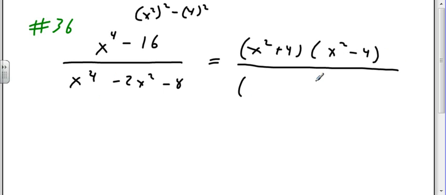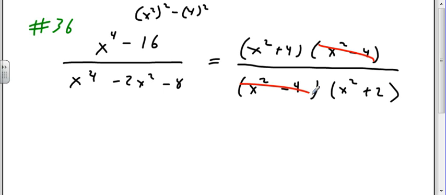Now on the bottom, I've got an x squared and I've got an x squared. And okay, so I'm going to have a minus 4 and a plus 2. That gives me the minus 8. That gives me the plus 2x squared. Boom, boom. x squared plus 4 over x squared plus 2. And there's nothing I can do about that.